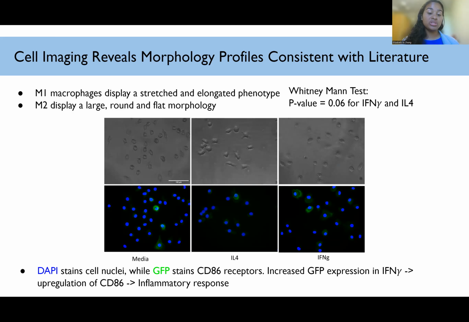In this, we see between the median IL-4 and median interferon gamma conditions a p-value that's not significant, but between IL-4 and interferon gamma, we see a p-value of 0.06, which is close to the cutoff of 0.05, indicating that we may see some sort of upregulation in interferon gamma.